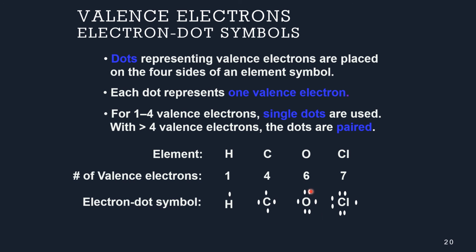Oxygen has 6, so we're going to do some of them in pairs. You start by doing 1, 2, 3, 4 around the edges, and then you add the extras in pairs. So we have 6, so we add 1, 2 as pairs. For chlorine, it has 7, and so we're going to do pairs here as well. So 1, 2, 3, 4, and then you add the extra 1, 2, 3 in pairs. So we've got 7 total around our chlorine for our valence electrons.